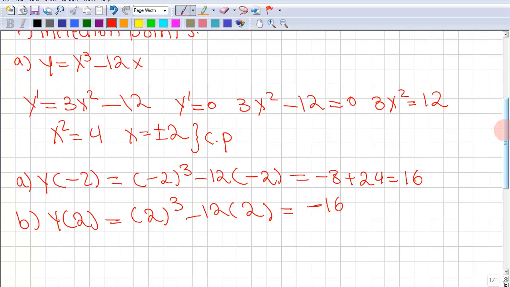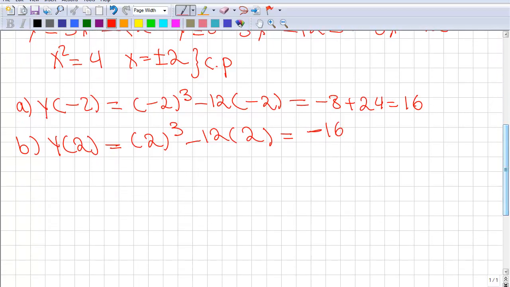So our function is increasing from negative infinity to negative 2, and from 2 to positive infinity. And our function is decreasing between negative 2 and 2.